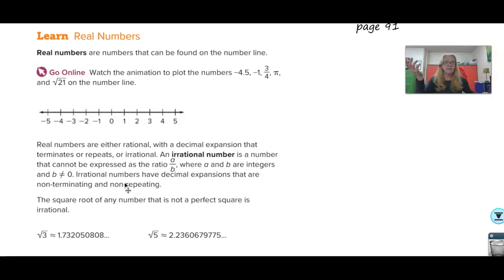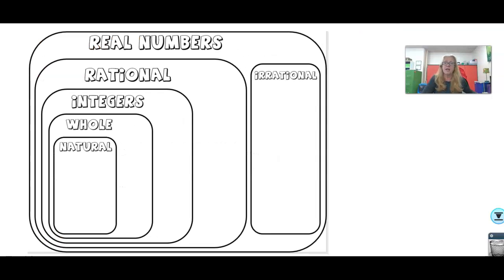You all know that pi doesn't end and doesn't repeat. Anytime you take the square root of a number that is not a perfect square, you also get a non-terminating, non-repeating decimal. Those would be irrational numbers. We'll talk more about this. I made this great little graphic organizer for you. You can even color it in if you have colored pencils or markers. It should be available for you.